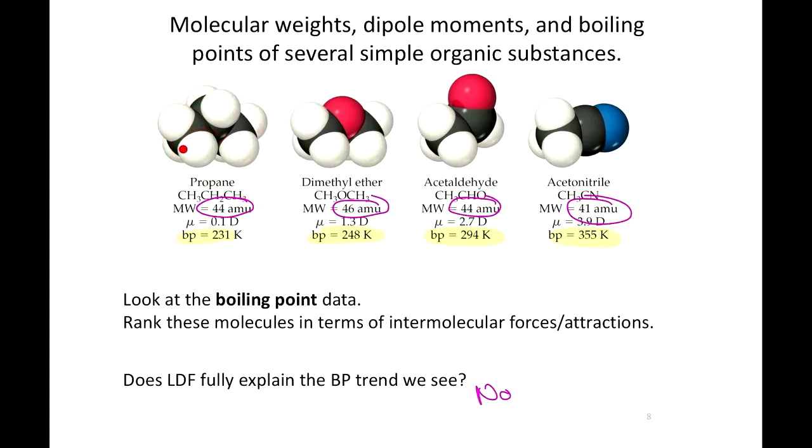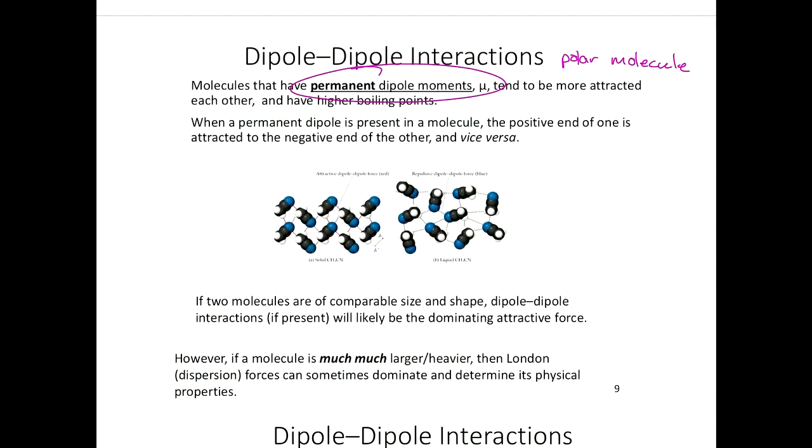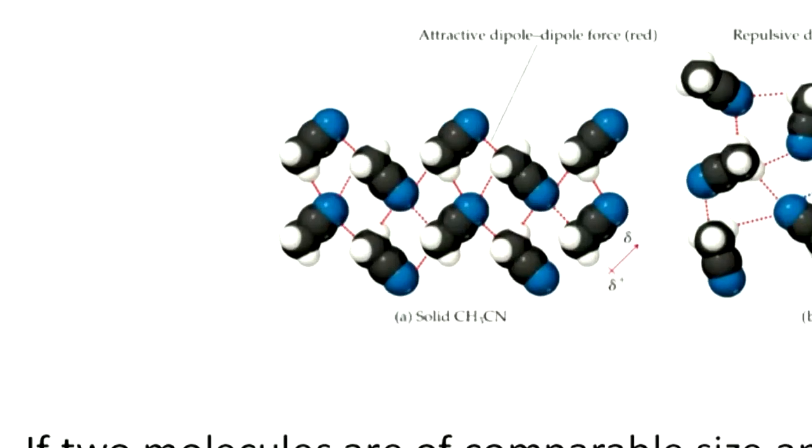Propane is the only non-polar molecule in this series, but we see that ether, this aldehyde, and acetonitrile are very polar molecules. You can tell by the dipole moment that's given here, mu. That dipole moment is increasing in this trend, and that is what is explaining our boiling point temperature difference. So how do polar molecules produce these dipole-dipole interactions?